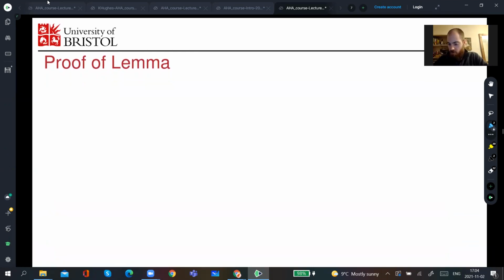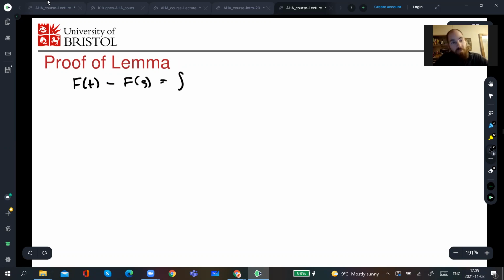So let's prove the lemma. This is going to be basic calculus. Our starting point is the identity that f of t minus f of s is just the integral of the derivative, right?